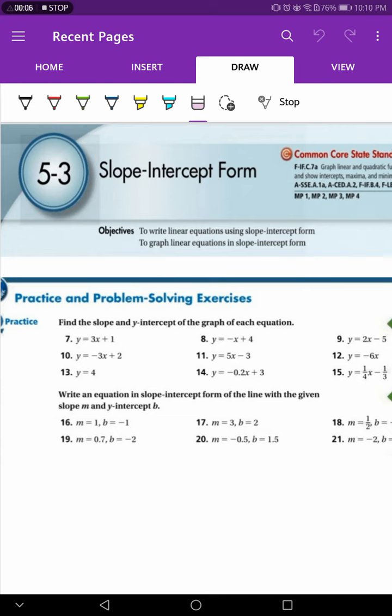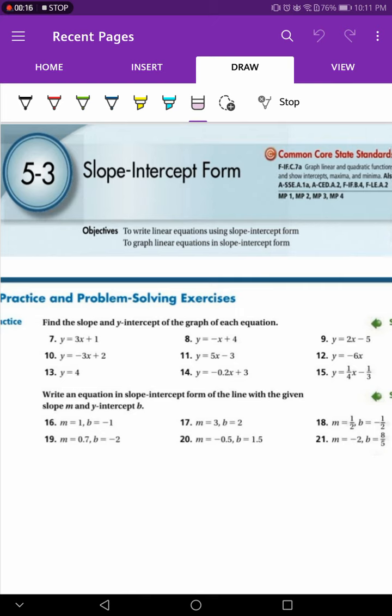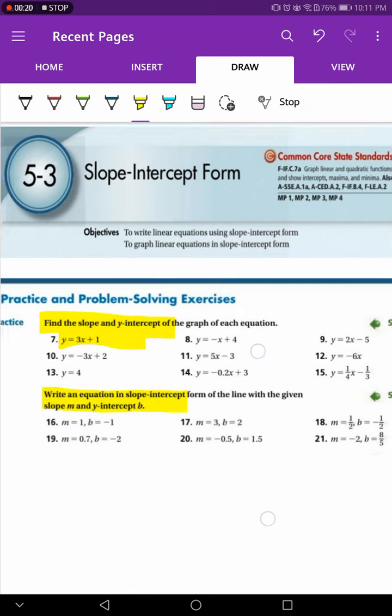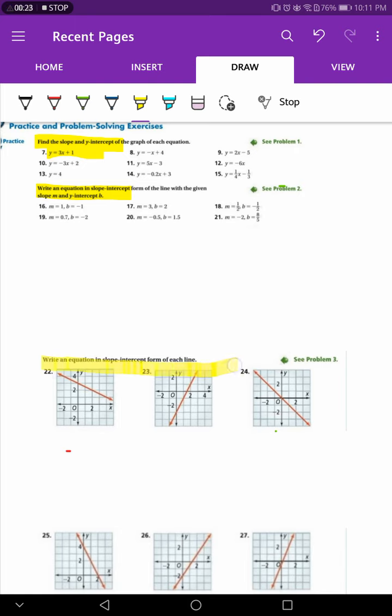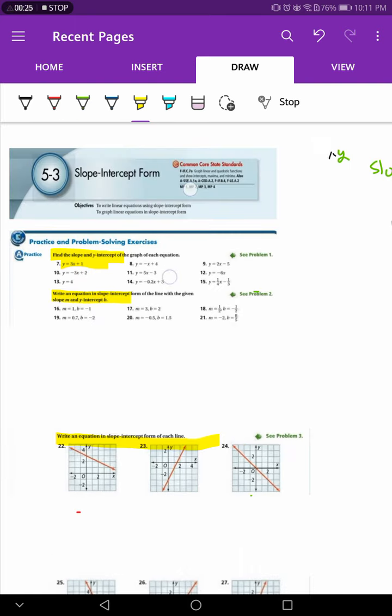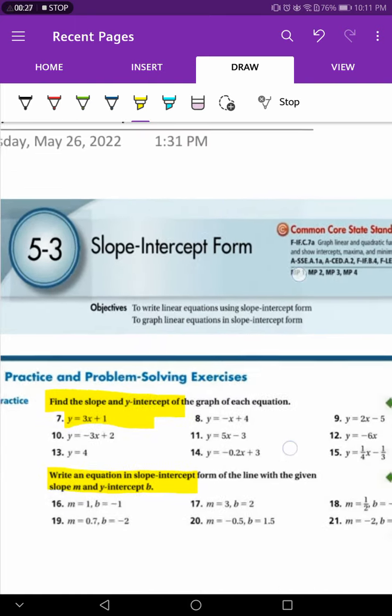Our lesson today is 5-3 Slope Intercept Form Part 2. In Part 1 we solved this exercise and this one and this one. Okay, but let me tell you something very important.